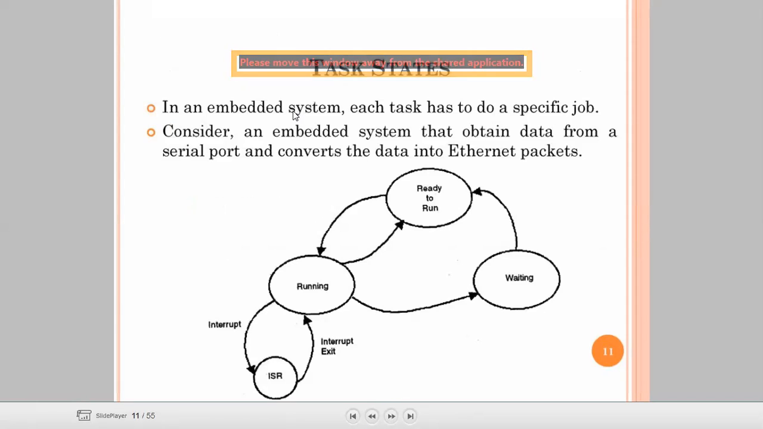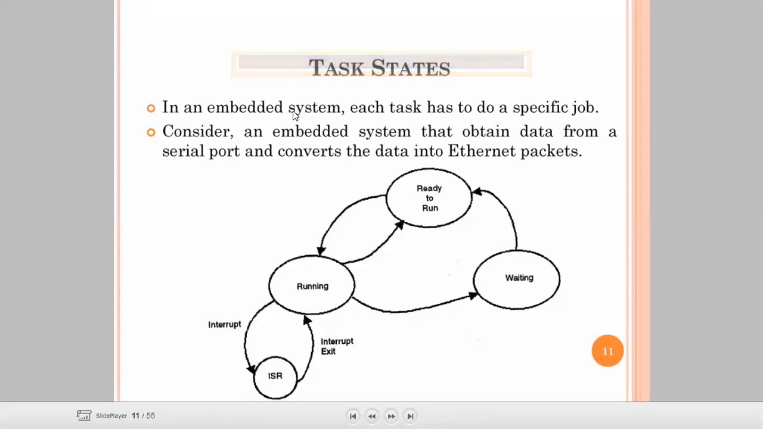And what are the different states available in a task? Is it in the running state, or the waiting state, or ready to run, or in the ISR state? In which state the tasks are. That's why the concept called task states is explained here. Especially in an embedded system, each task has to do some specific job.